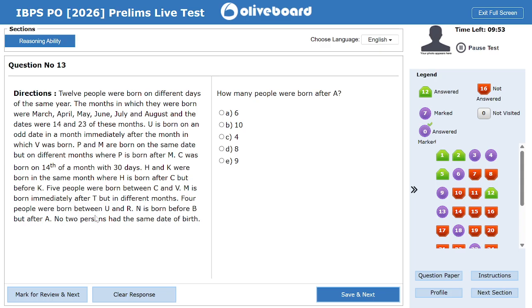Then 4 people born between U and R. U और R के बीच में 4 person है. Okay, U was born on an odd date in a month immediately after the month V was born. So V मार्च में, so U यहाँ पर होगा, V जुलाई में, so U यहाँ पर होगा. U और R में 4 person, so 1 2 3 4 1 2 3 4.